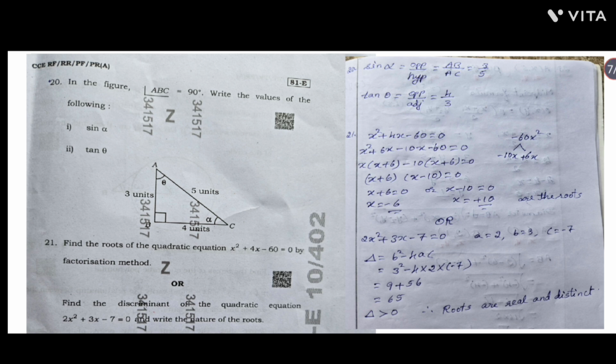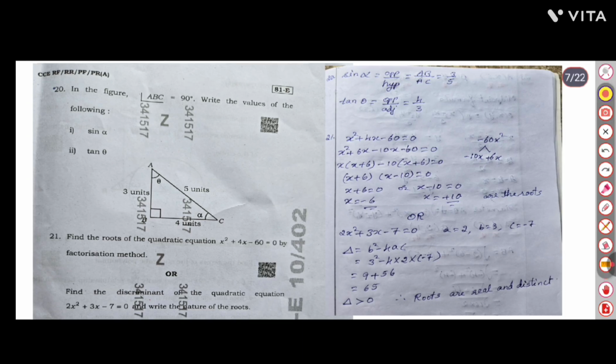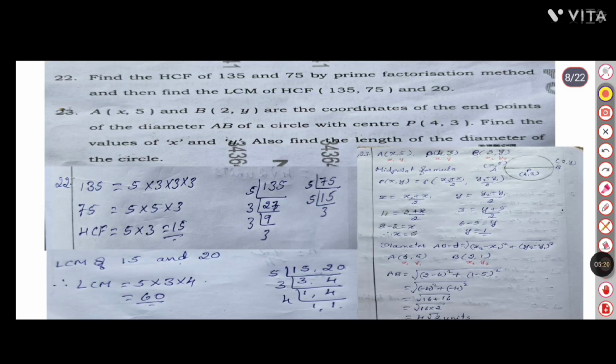Question number 20, sin alpha you are finding and tan theta you are finding. For alpha, the opposite side is different and for theta, the opposite side is different. See that answer. Question number 21, quadratic equation question, simple question, it's an easy question. You have done it maybe. Or question, again discriminant, finding the delta value, roots are real and distinct.